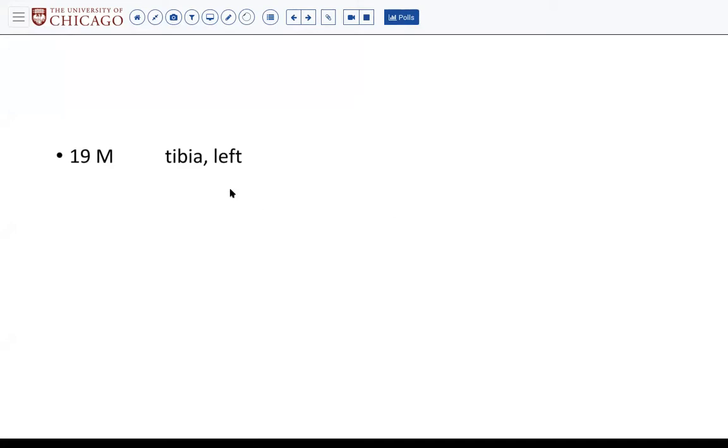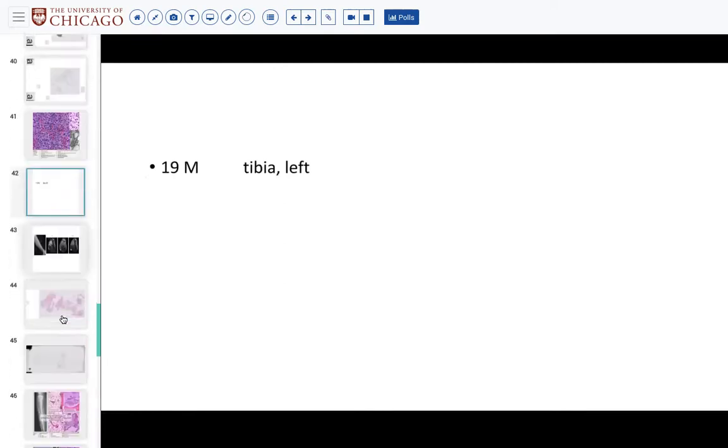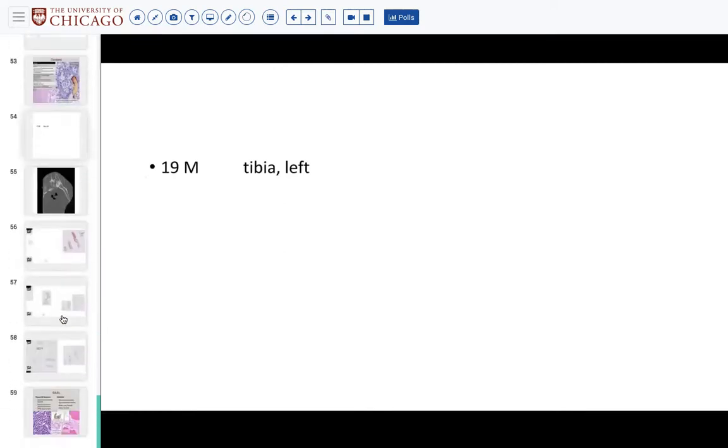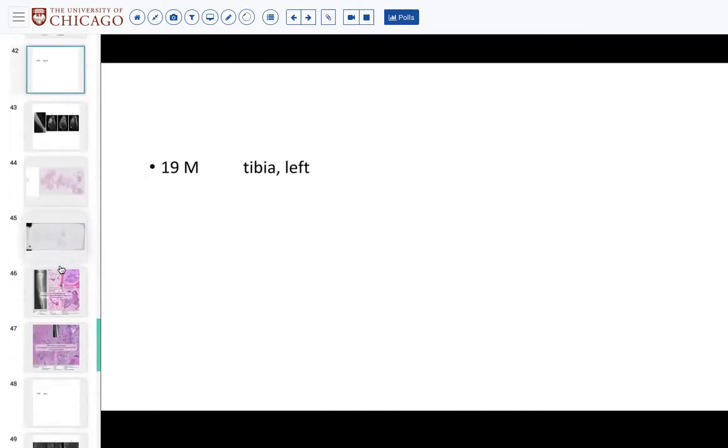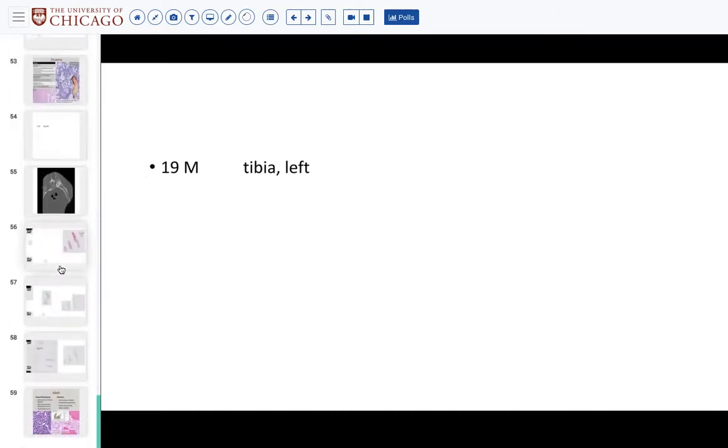Other questions? All right, 19-year-old male, tibia left. Oh, it's 8:57. Should I let you guys go and do the rest of these next week, or should I rush through this last case in 3 minutes? It's not the last case. I have 3 cases left.